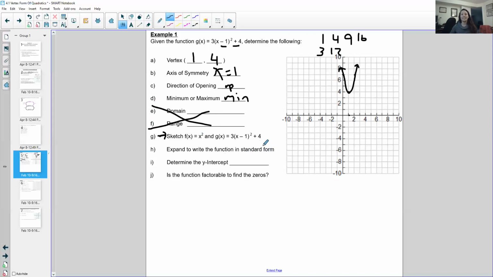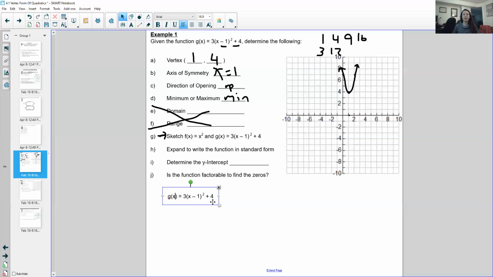Now, we're going to write it in standard form. We're going to determine the y-intercept, and then we're going to see if you could factor it to get the zeros. So let's determine our standard form. I'm going to go a little bit more quickly on this one. I'm not going to show you all of the steps. I'm going to combine a few of them, and I'm going to do all the math down at the bottom.